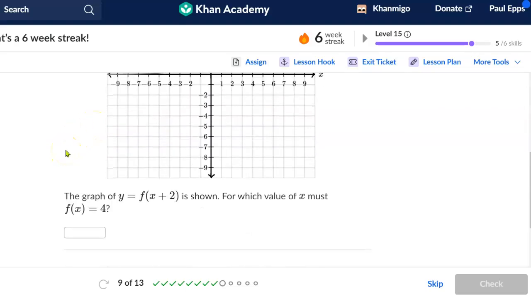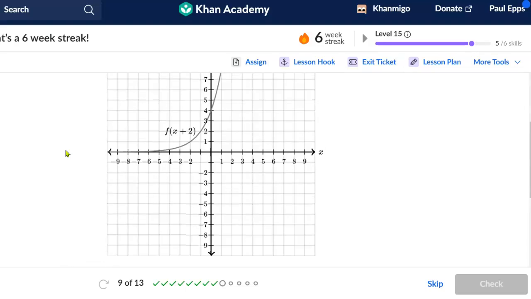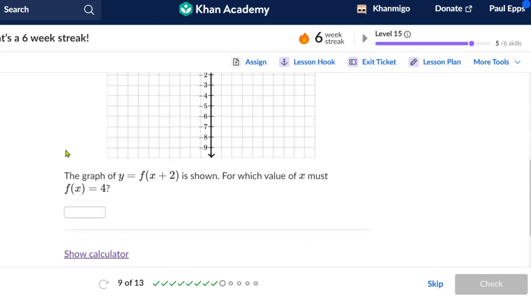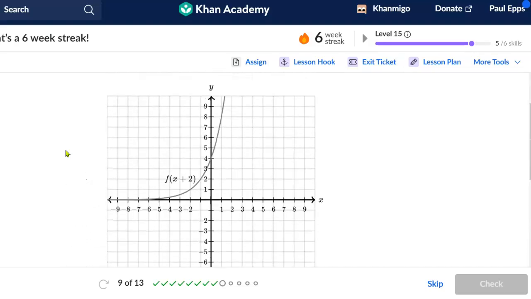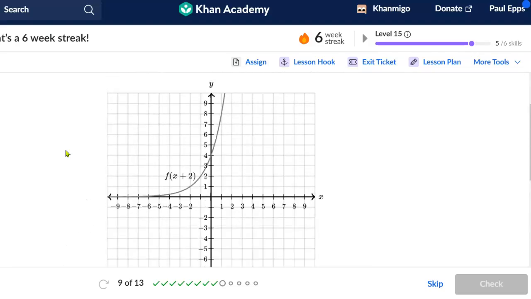All right. The graph of y equals f of x plus 2 is shown. For which value of x must f of x equal 4? Well, f of x plus 2 is a horizontal shift of f of x. Specifically, it is a shift of 2 units to the left. So the graph of f of x is the same graph, but 2 units to the right.